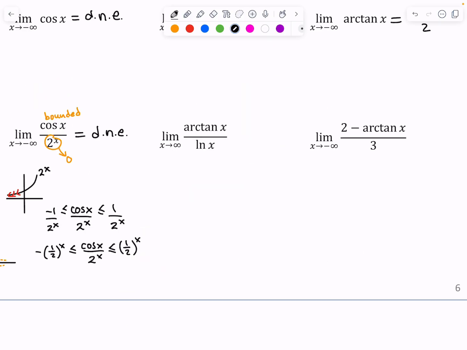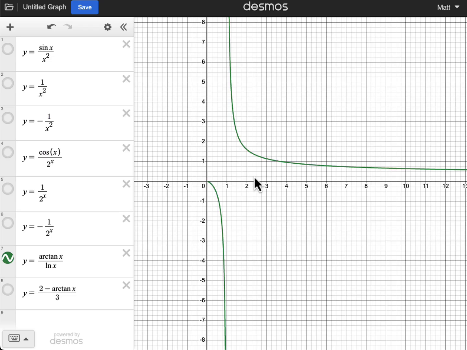All right, this next example, x is going to infinity again. Arctangent of x will approach pi halves, but natural log of x will approach infinity because it's an unbounded growing function. And a finite divided by an infinite is effectively 0. Here's a graph of our function. As we go to the right, this function will decrease to 0.